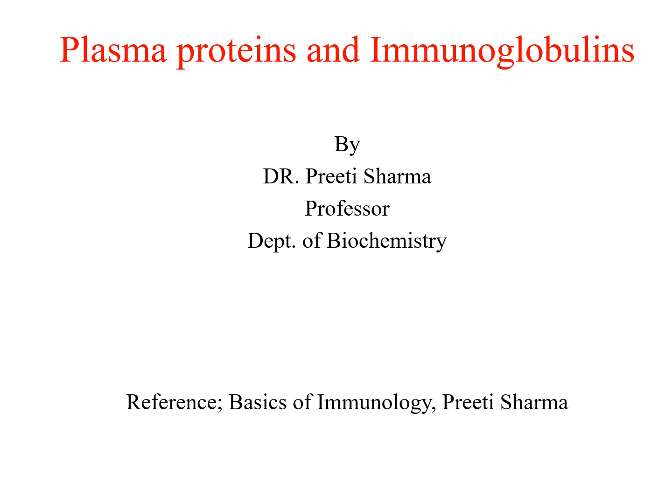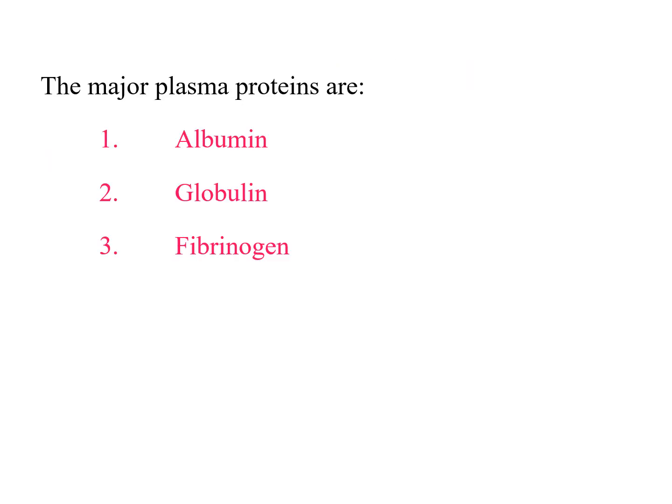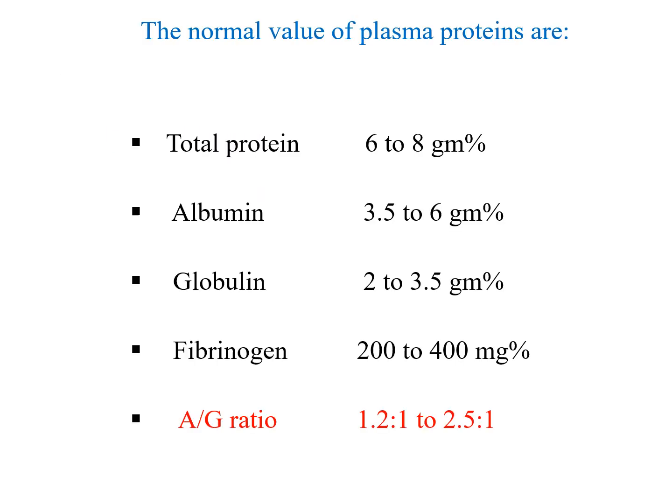Good morning. Today I'm going to discuss plasma proteins and immunoglobulins. Learning objectives are to discuss the major classes of plasma proteins and their principal function, and to discuss the types, structure, functions of immunoglobulins. Three major types: albumin, globulin, and fibrinogen.